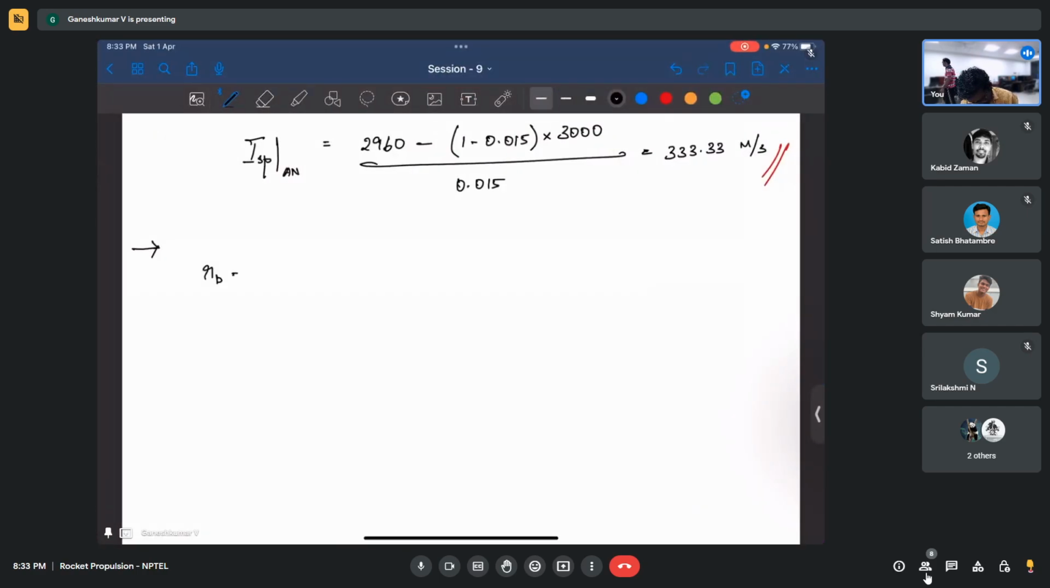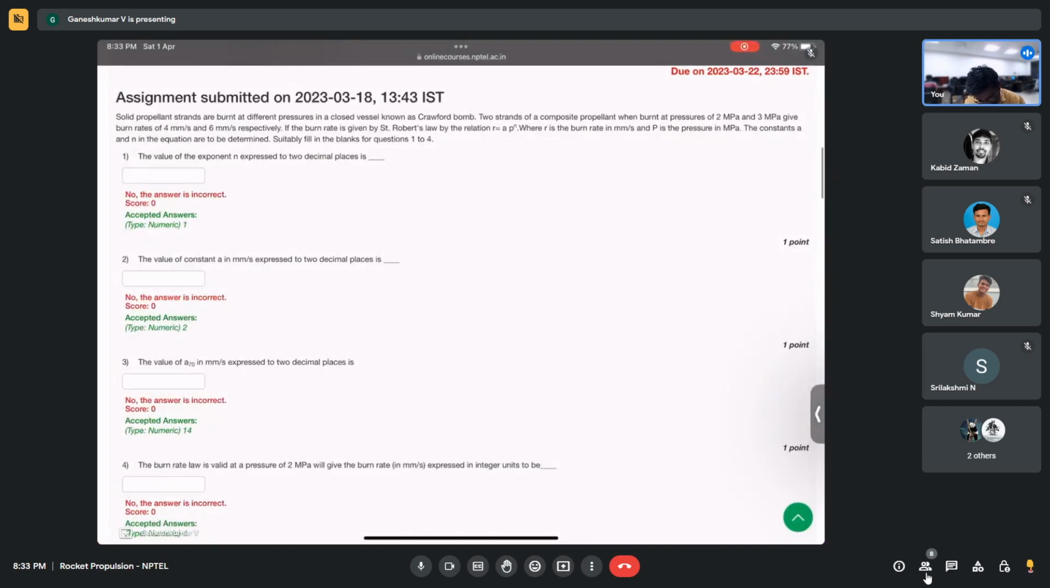So, RB is aPn, right? They said that P is in megapascal. A70 means it's always at 7 megapascal. It has nothing to do with anything else; A70 is just easy to express, so they expressed it like that. According to 7 megapascal, the burning rate is what gives you A70. So that you must be clear.